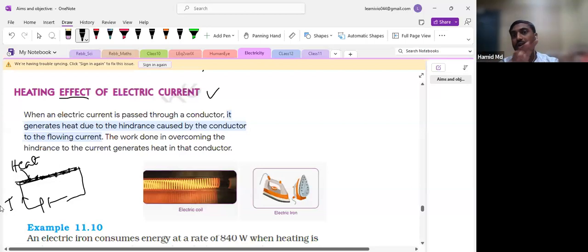Sometimes those heats are useless, maybe in a transmission line. Those heat losses are the loss of power in transmission. Somehow we human beings have engineered this heat generation into useful work as well.